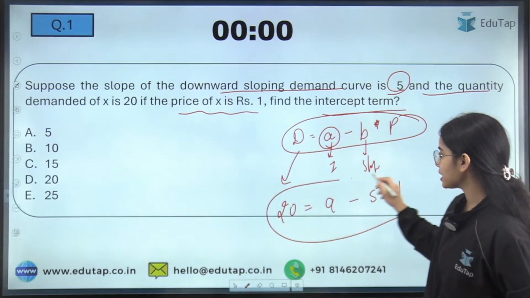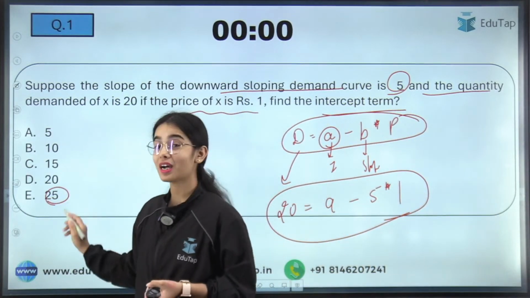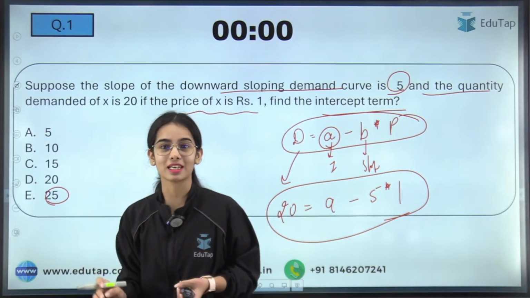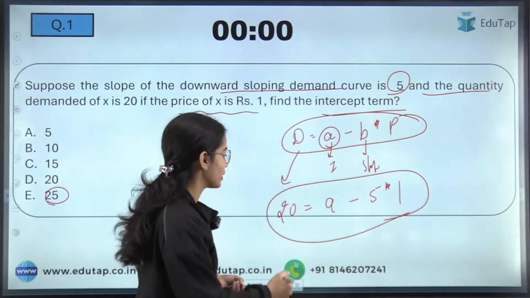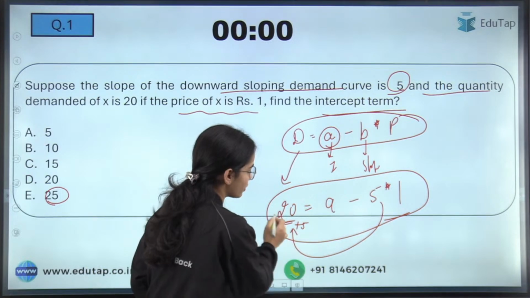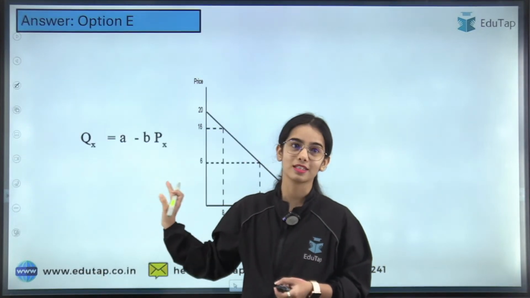So directly by seeing this equation you can tell the answer will be how much? It will be 25. Yes, Pooja and Shruti have given the right answer. The answer is E, that is 25. So minus 5 will come here and become plus 5, so it will become 25. So the intercept term is 25.